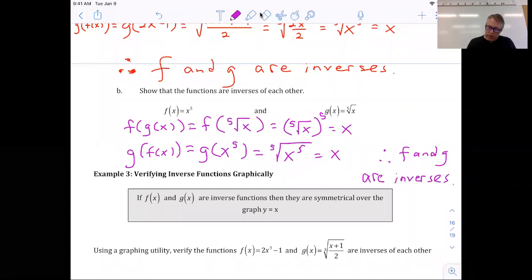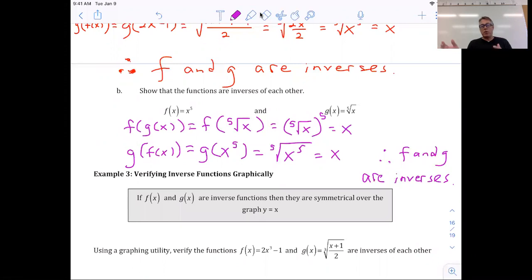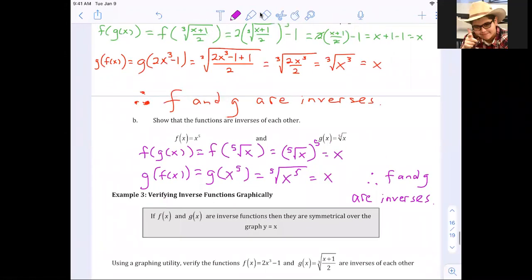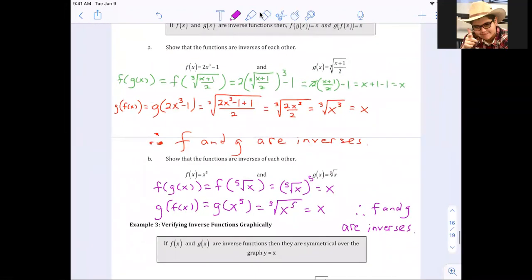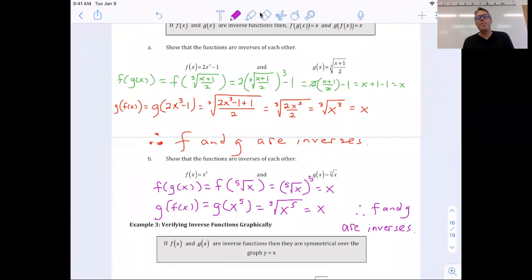So the nice thing is, if it tells you they're inverses, we know it comes out to be x. We just have to show the algebra so that it supports that. What do those three dots mean? I'm sorry? What do those three dots mean? That means therefore. Okay. Yeah, it's just shorthand for therefore.